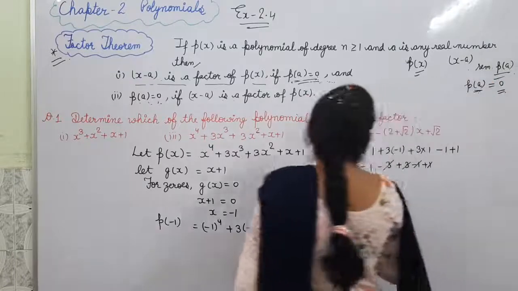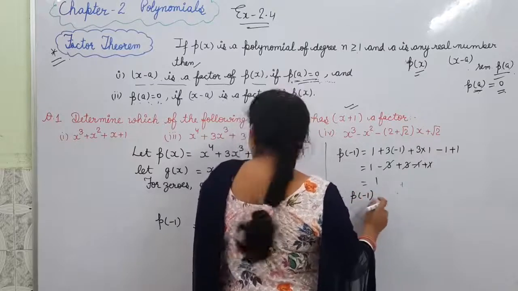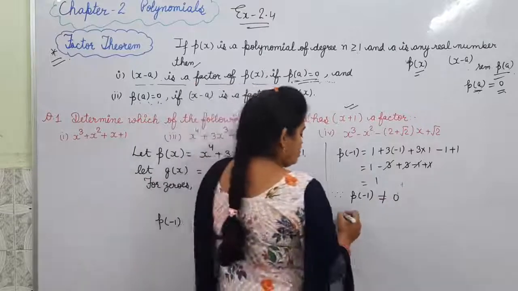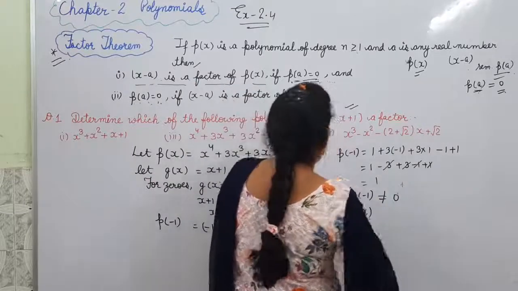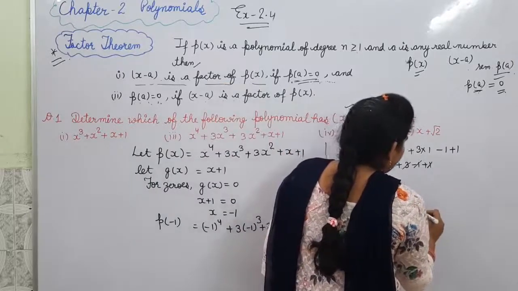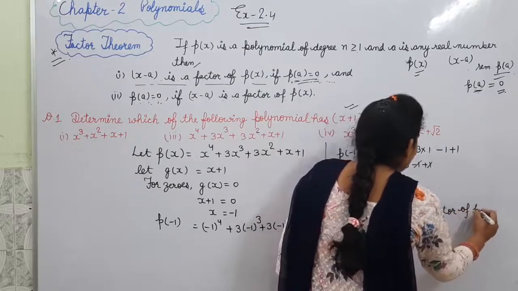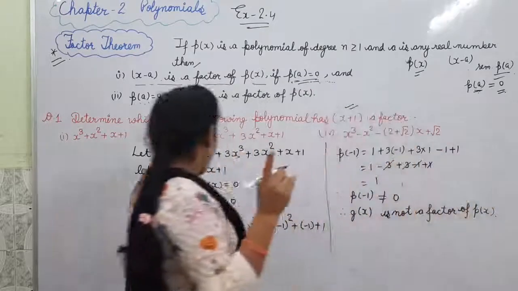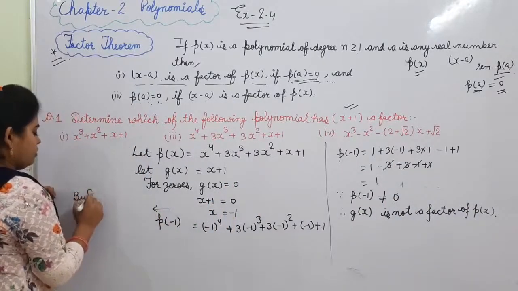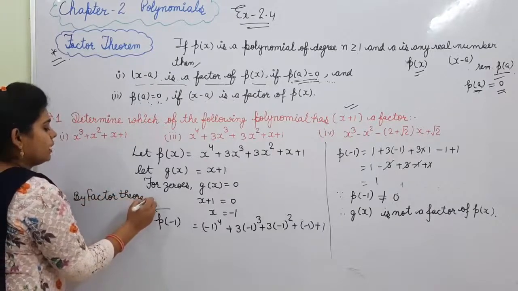So what we will write, because P of minus 1 is not equal to 0. यहाँ पर ये 0 के इक्वल नहीं है. So this g of x is not a factor of P of x. One thing I have skipped here, but we will write here by factor theorem, because we are using factor theorem here.